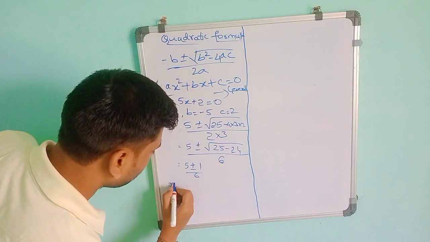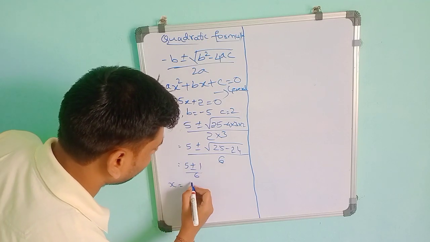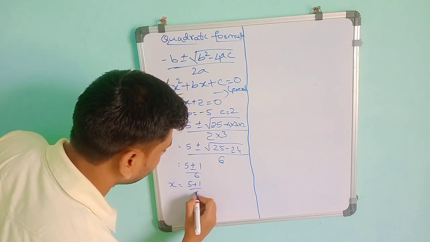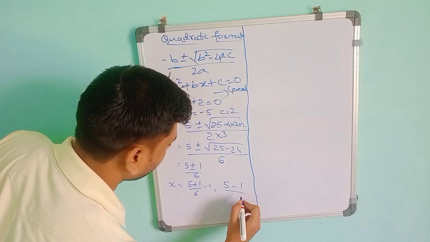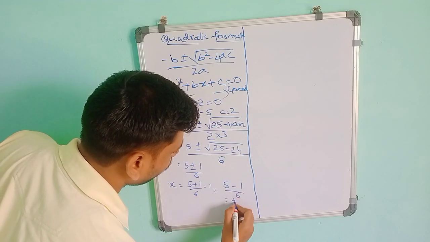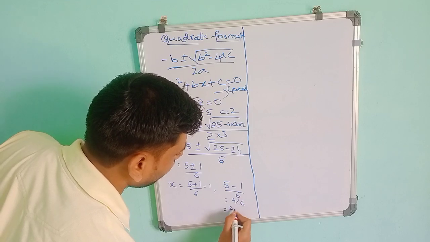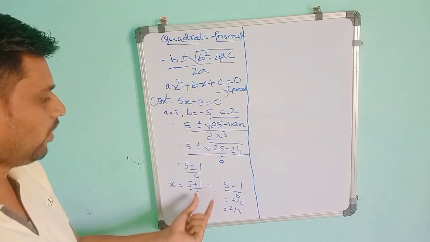So the roots are: first, on one side you take plus, 5 plus 1 by 6 is equal to 1. Then you have to take minus: 5 minus 1 by 6 is equal to 4 by 6, which is nothing but 2 by 3. So the roots are 1 and 2 by 3.